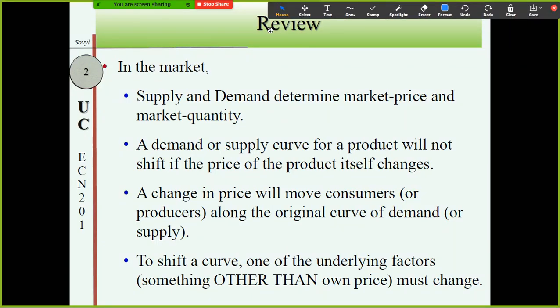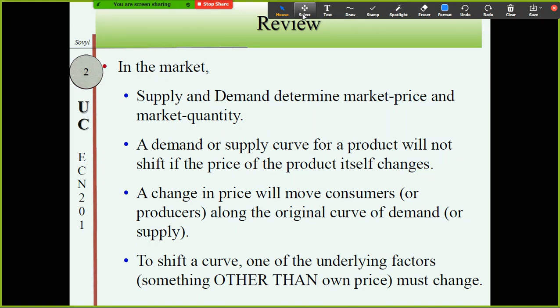Okay, review from the previous chapter. In the market, supply and demand determine the market price that we call the equilibrium price, and the market quantity that we call the equilibrium quantity. This is from the previous chapter. A demand or supply curve for a product will not shift if the price of the product itself changes. Okay, it means that the entire demand curve or supply curve will not move to the right, increasing, or move to the left, decreasing, if the price of this product changes.